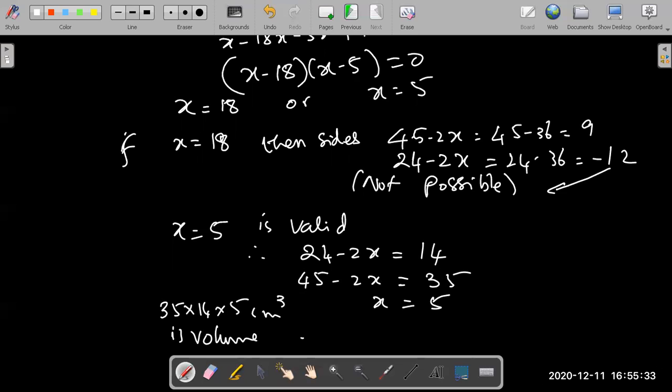So this is the question number 18. What should be the side of the square to be cut off? And the square should be 5 centimeters. This is what we can see. Answer is x is 5 centimeters. This is the answer.